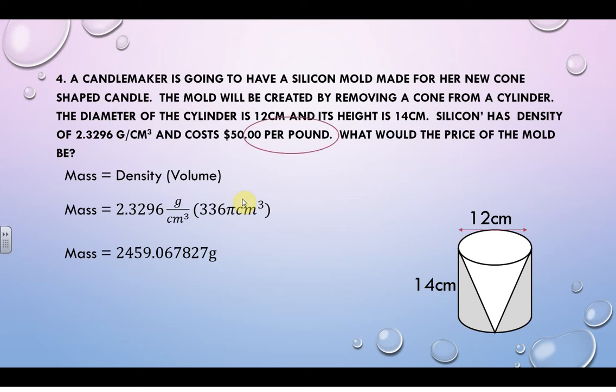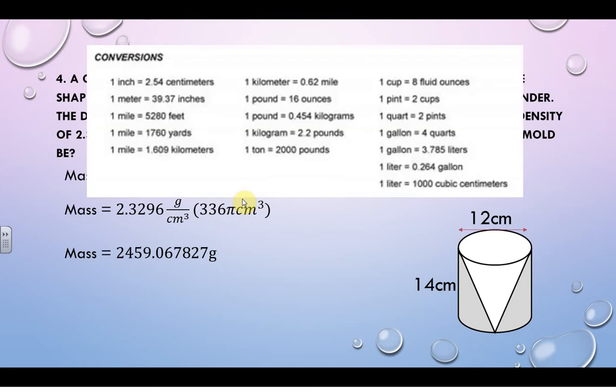So what I need to do with that, though, is figure out per pound because it costs $50 per pound. These are expensive things, people. So how do I change grams to pounds? Well, I'm going to look at the conversion chart that you will all be given, and I see that 1 kilogram is equal to 2.2 pounds. Well, kilogram is close to a gram.